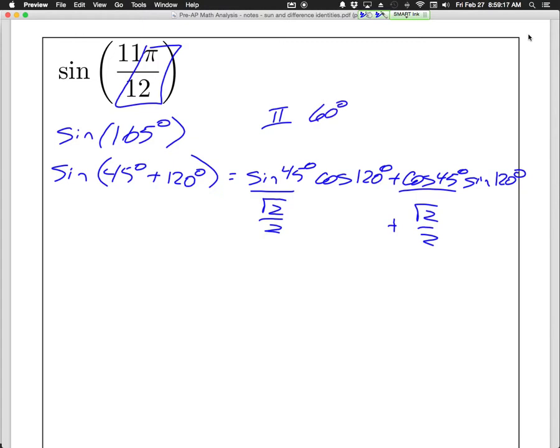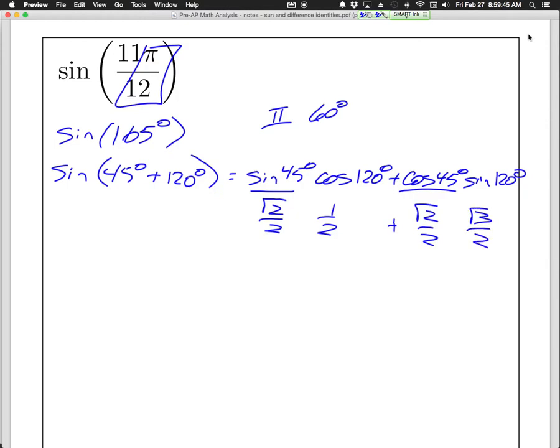How do we know it's 60? 180 minus 120 is 60. It's 60 degrees away from 180. So we're going to know how far it is away from the x-axis. So now I want cosine of 60. What's cosine of 60? 1/2. If this is 1/2, what does this one have to be? Square root of 3 over 2.